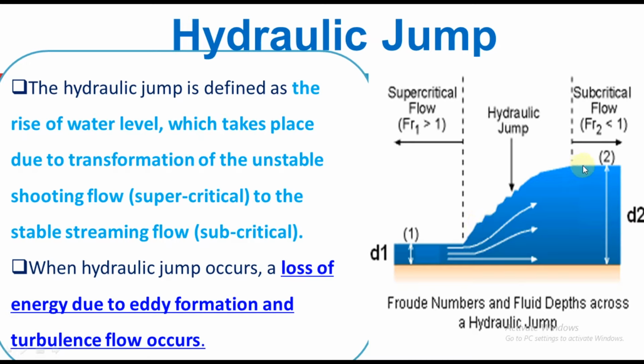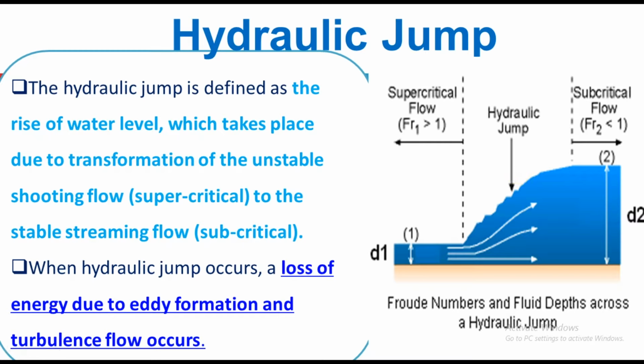So I could say that the height of the jump would be equal to D2 minus D1. If I deduct the depth of flow before the jump from the depth of flow after the jump, I would get the height of this particular jump. You might have seen that kind of jump at many places, even in our local channels as well.